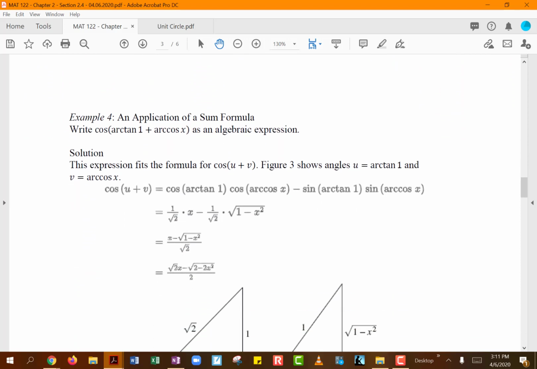Now let's look at this example 4 over here. This is talking about an application for the sum formula. So they're asking us to write down cosine of arctangent of 1 plus arccosine of x as an algebraic expression. So here you can see this is again in the form of cosine of u plus v, right?